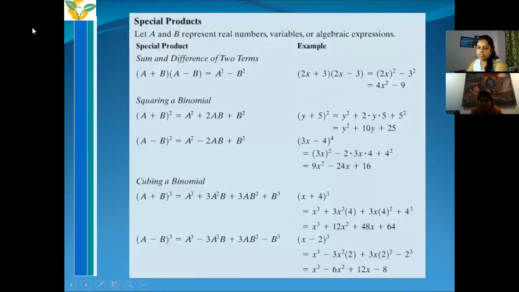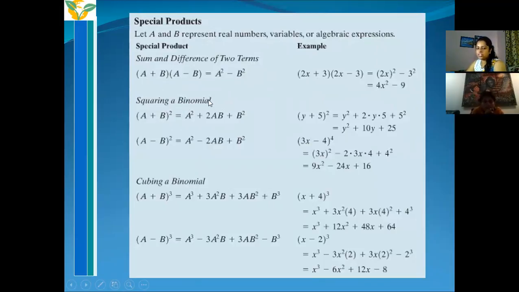Now there are special products. So what are the special products? That a and b represent real numbers, variables, or algebraic expressions. So special product, already I have discussed this concept with you all, right? So (a plus b) into (a minus b) is equal to what? a square minus b square. So the example I have given you here, (2x plus 3) into (2x minus 3) will give us what? 4x square minus 9. Squaring a binomial, that is (a plus b) whole square.